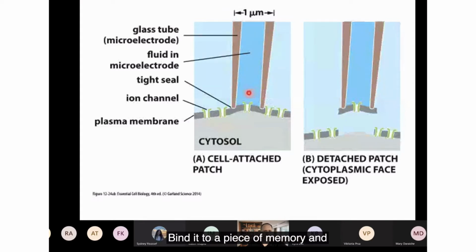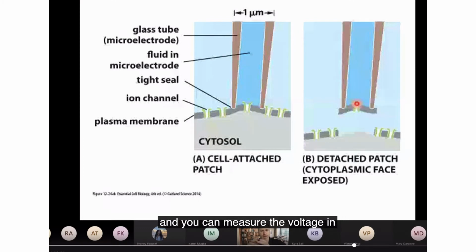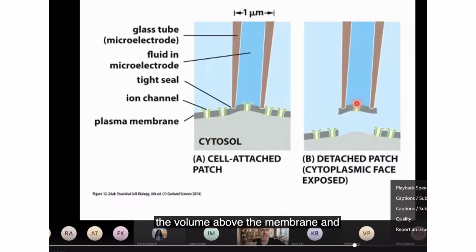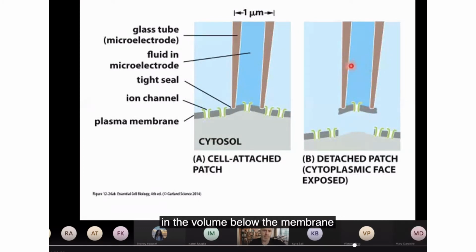And you can bind it to a piece of membrane and suck away a piece of the membrane and pull off a piece of membrane. You'll capture some channels in it. And then you can put that in a beaker with a known charged number of ions, and you can measure the voltage in the volume above the membrane and in the volume below the membrane in that beaker.